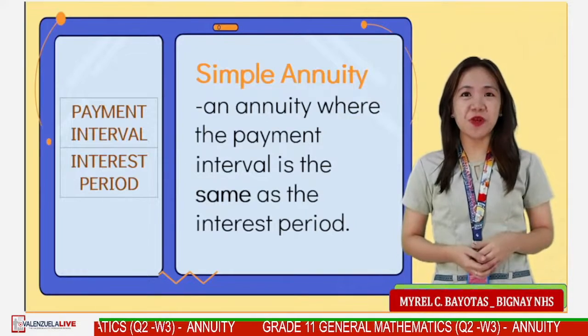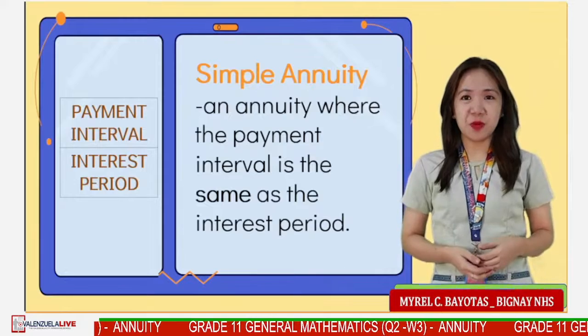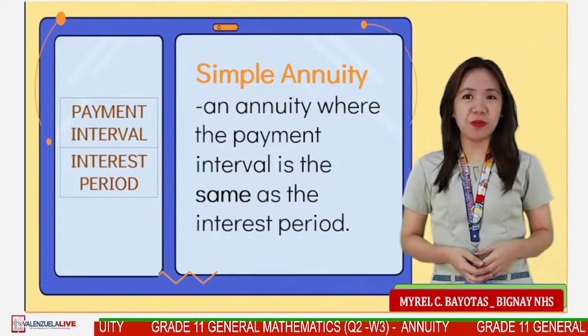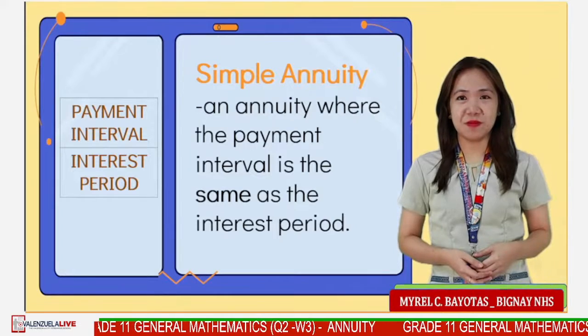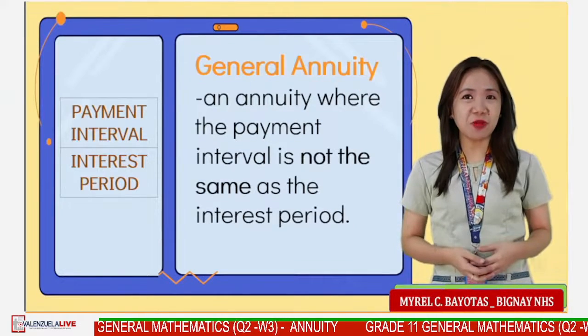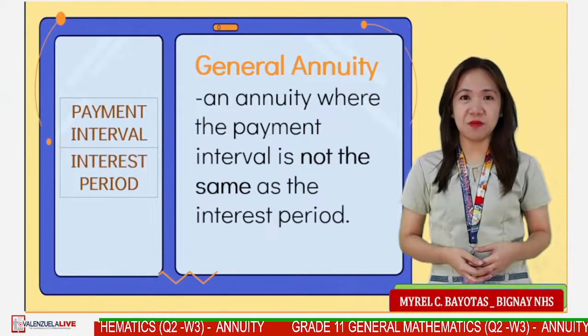Again, the first two are classified according to payment interval and interest period. Simple annuity is an annuity where the payment interval is the same as the interest period. General annuity is an annuity where the payment interval is not the same as the interest period.